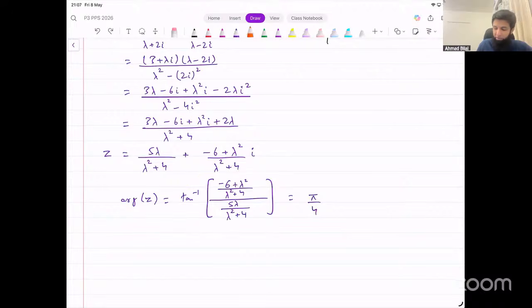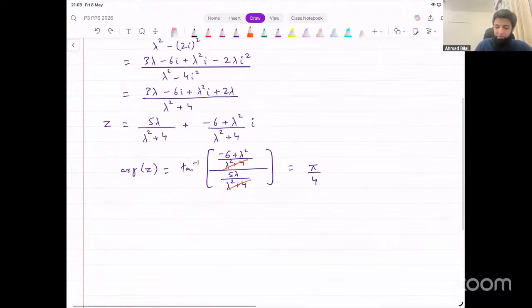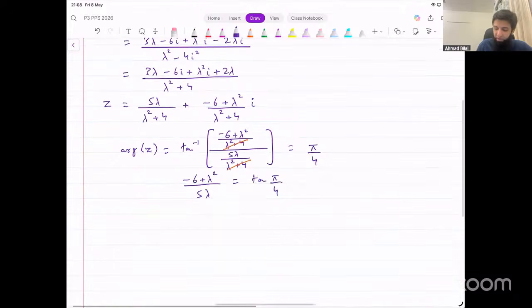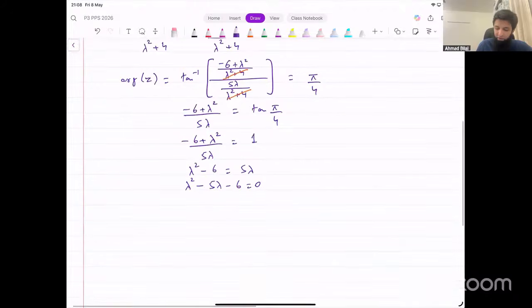Now what happens is lambda squared plus 4, lambda squared plus 4, they get cancelled. Tan inverse goes to the other side, becomes tan pi over 4. On the left side, we're just left with minus 6 plus lambda squared over 5 lambda. On the right side, it becomes tan pi over 4. Tan pi over 4, put this on your calculator, that will be 1. So we have 1 equal to minus 6 plus lambda squared over 5 lambda. And again, we get a quadratic equation, lambda squared minus 6 is equal to 5 lambda. Lambda squared minus 5 lambda minus 6 is equal to 0. Now, how do we solve this quadratic?